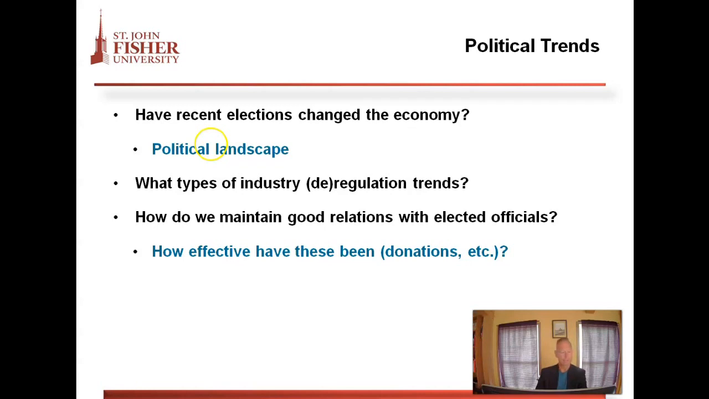We look at political trends. Obviously, generally speaking, every 4 or 8 years, our political climate changes, although it doesn't change as significantly as in some countries. What types of regulation?